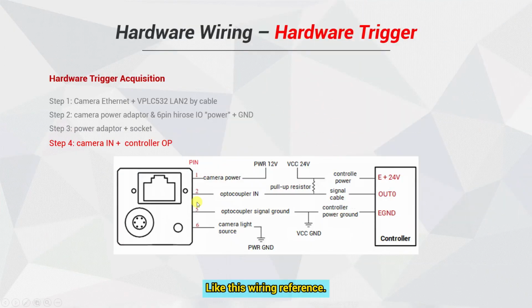Like this wiring reference. Pin 1 connects to camera 12 voltage power. Pin 2 connects to VPLC532E out 0. Pin 5 connects to controller power ground. Pin 6 connects to camera power ground. When they are wired as needed.